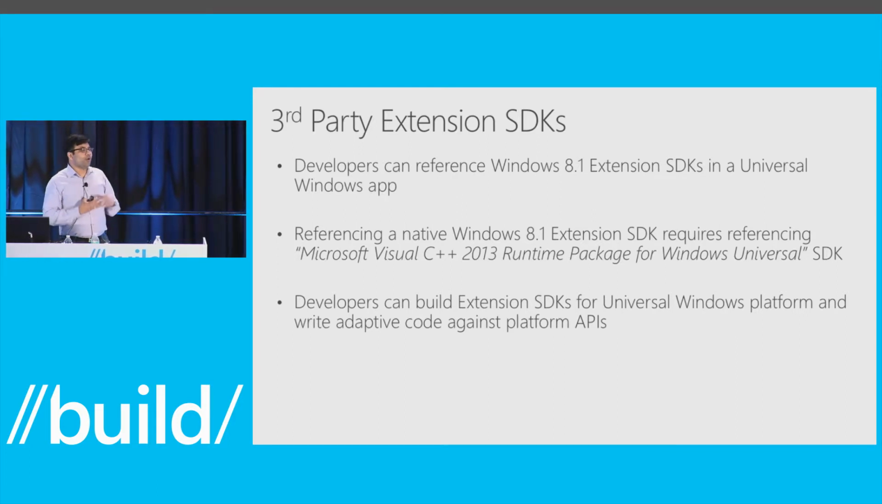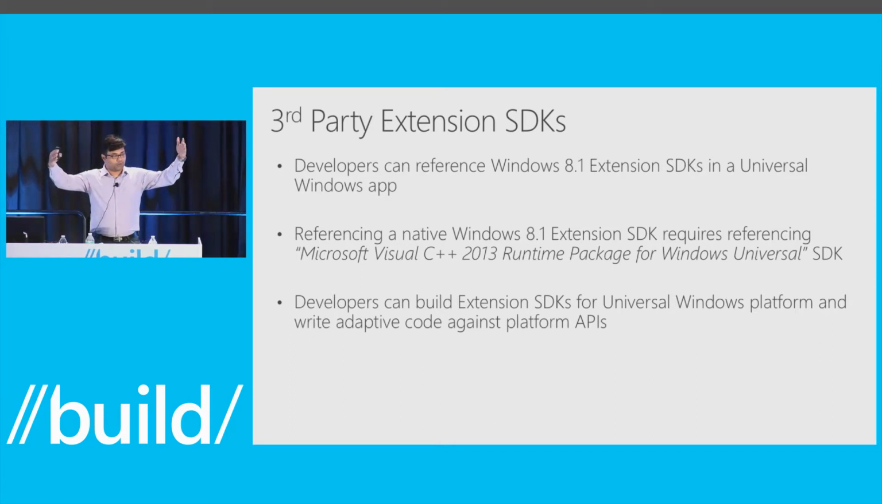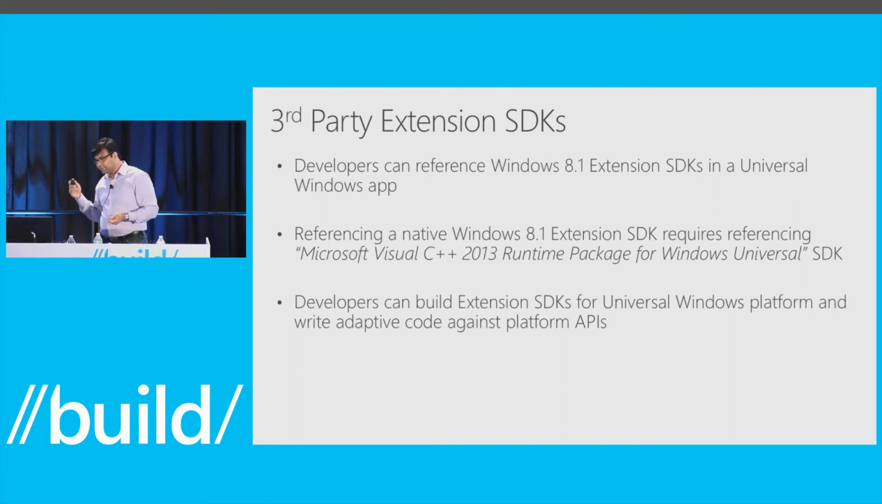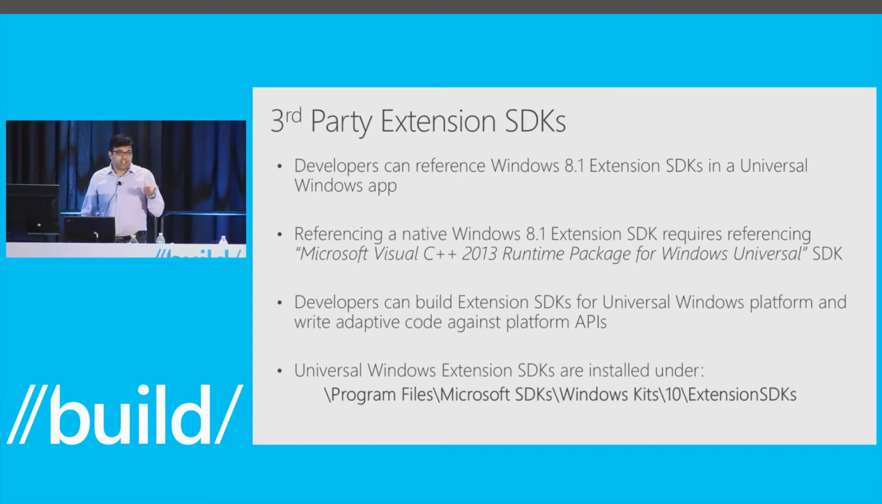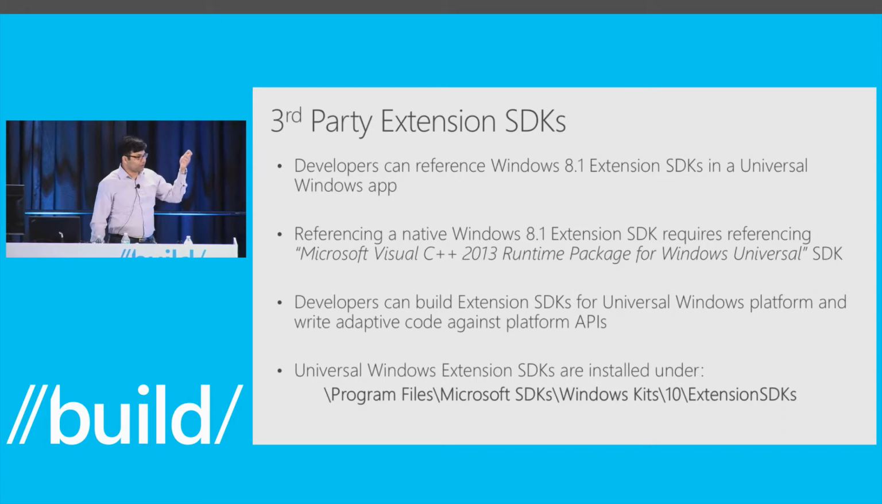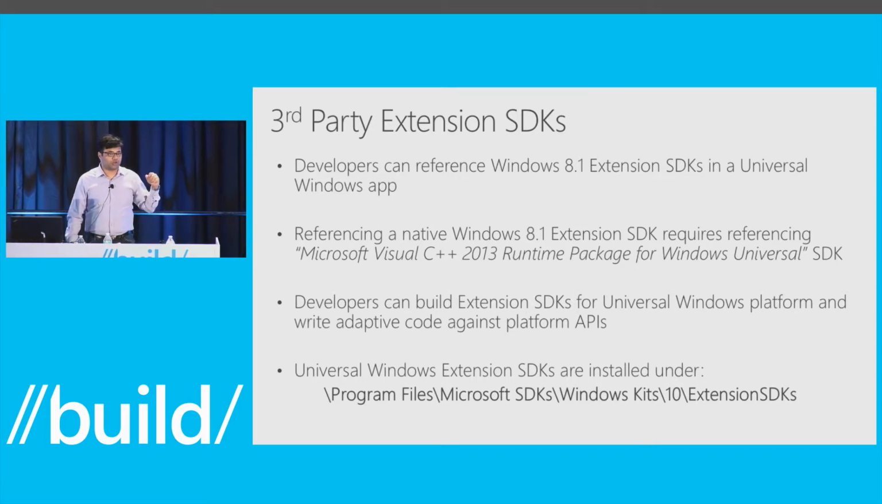Also, you can write adaptive code across different versions of Universal Windows Platform, right? So if there are multiple versions of Universal Windows Platform that have shipped, you can write adaptive code against different versions using type checks, property checks, and everything, and still maintain a single extension SDK that works across all of them. The extension SDKs for Universal Windows Platform are located under Microsoft SDKs, Windows Kits, 10, Extension SDKs folder. So if you're authoring one, please make sure you install it in the right location, else it's not going to work.